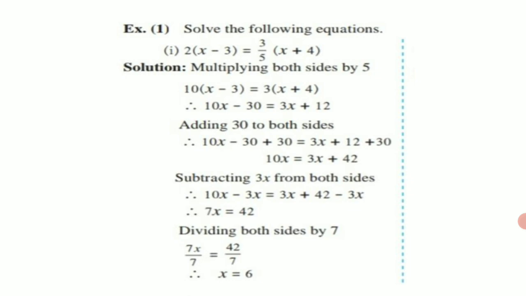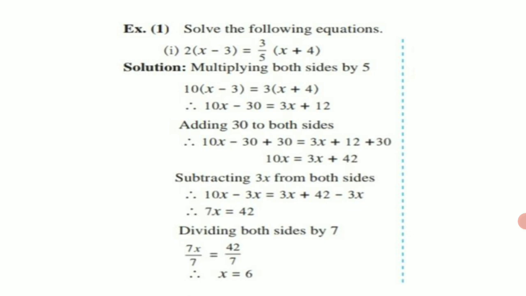Example number 1. 2 into x minus 3 is equal to 3 upon 5 into x plus 4. In the solution, multiplying both sides by 5, we get 10 into x minus 3 is equal to 3 into x plus 4. Therefore, 10x minus 30 is equal to 3x plus 12. Adding 30 to both sides, therefore, 10x minus 30 plus 30 is equal to 3x plus 12 plus 30. We get 10x is equal to 3x plus 42.